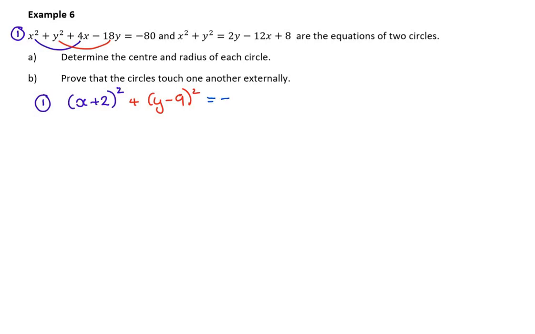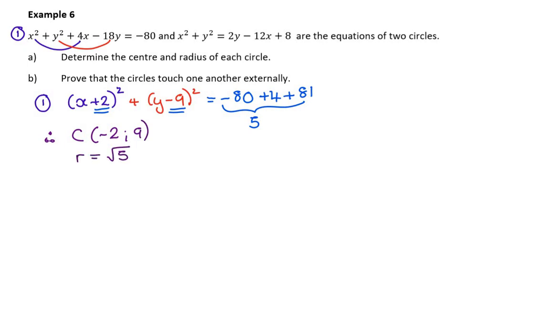And this is going to equal negative 80 as there was, but I added 4 to both sides when I completed the square, and I added 81 to both sides when I completed the square. So actually this is going to become 5. So therefore my center of circle 1 is at negative 2, 9, and my radius is equal to root 5.